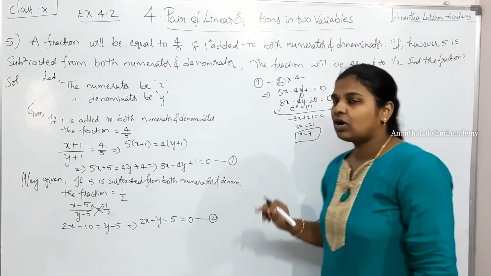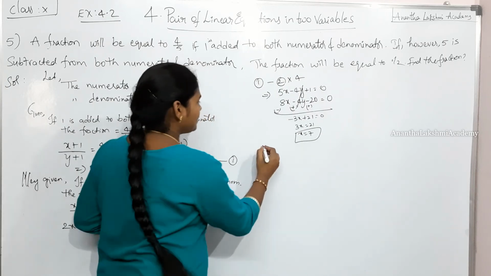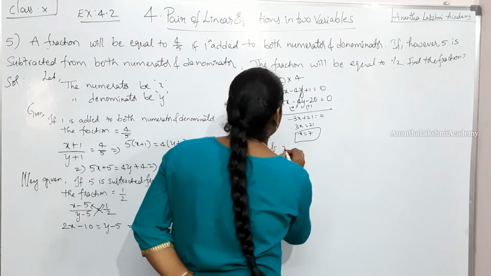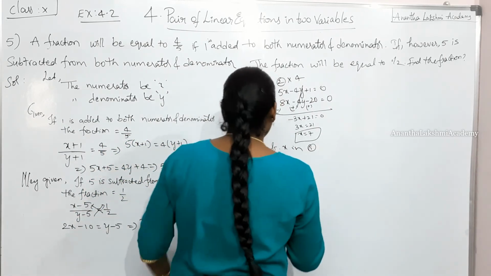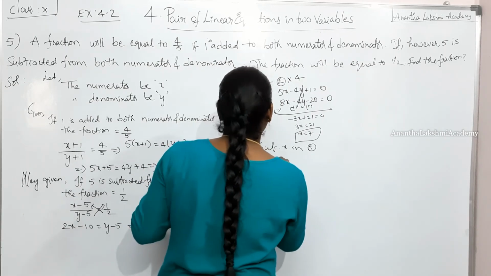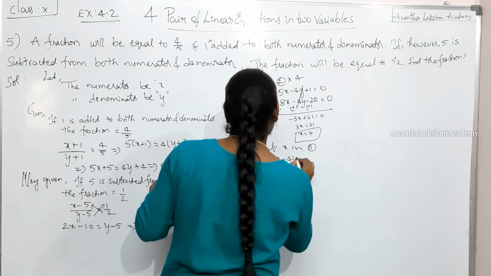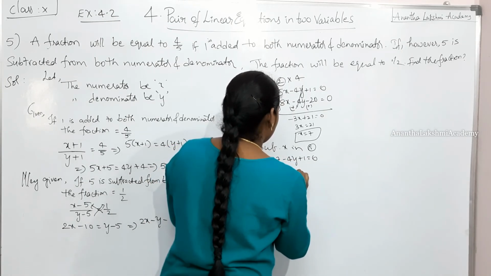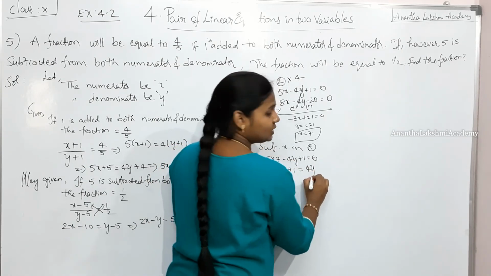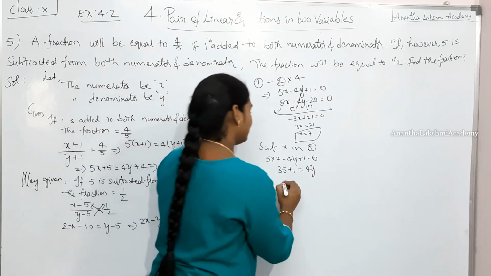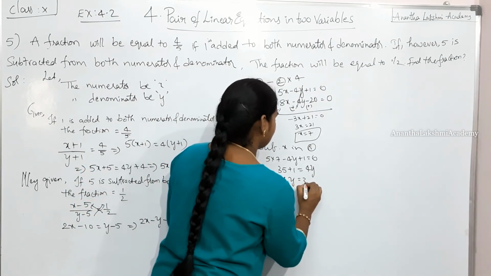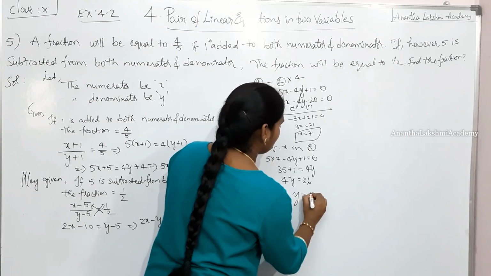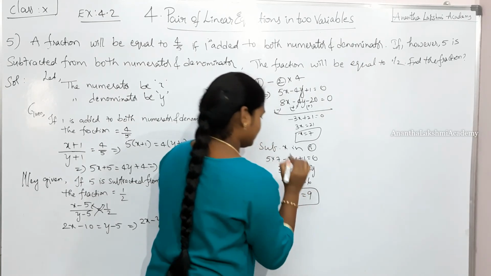Okay, now that we got the value of x as 7, let us try getting y. Substituting x in equation 1, what do we get? 5 into 7 minus 4y plus 1 is equal to 0. 5 7s are 35 plus 1 is equal to 4y. I just sent the y term to the other side. So 4y is equal to 36, which implies y is equal to 9, as 4 9s are 36.